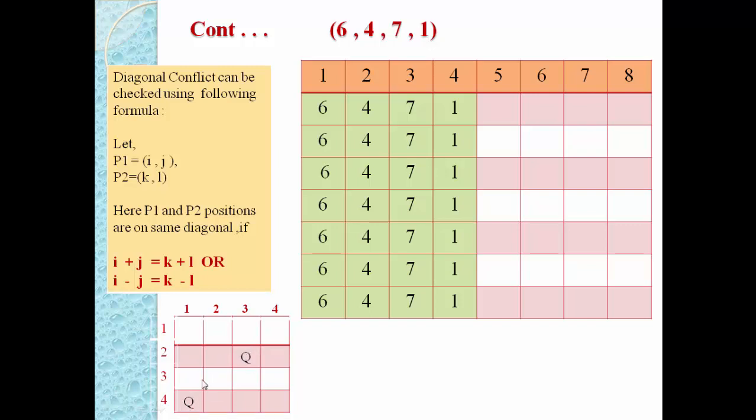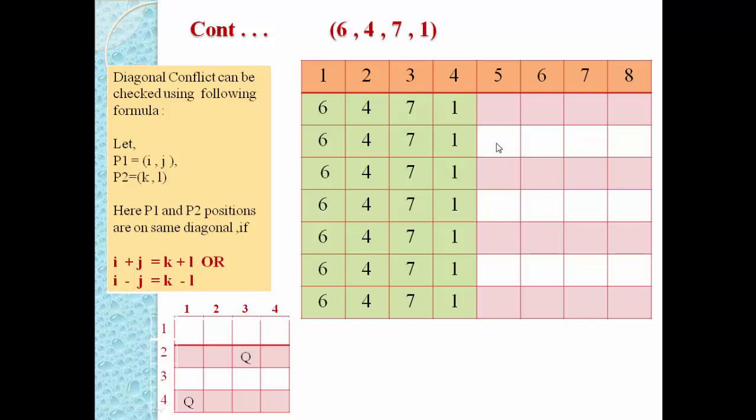Right? Same way you can check i minus j is equal to k minus l. For example, one queen is available here and the second queen is available here, then 1 minus 1 is equal to 0 and 2 minus 2 is equal to 0. So both are equal, then both the queens are on the same diagonal.